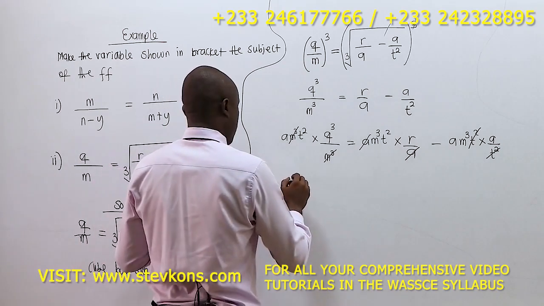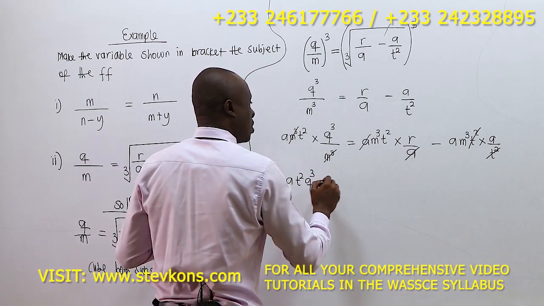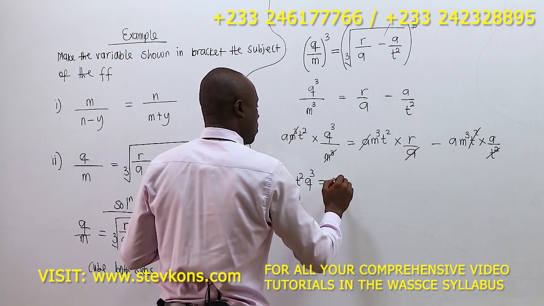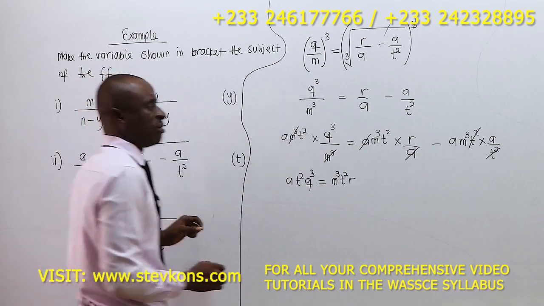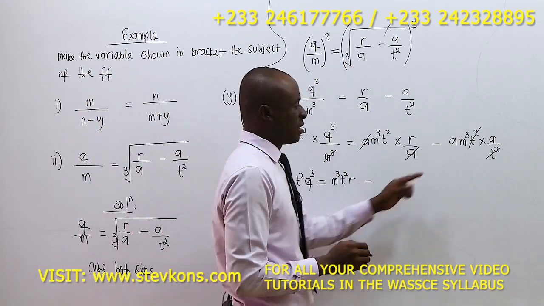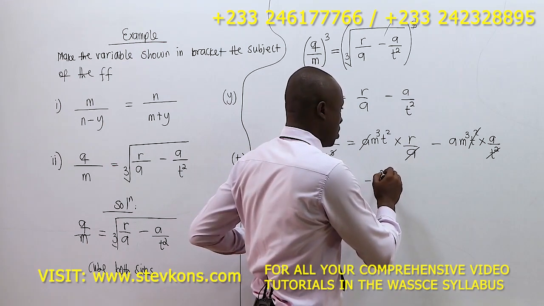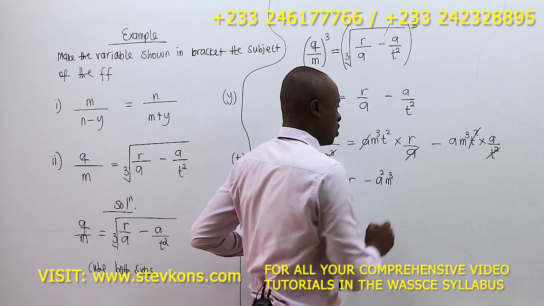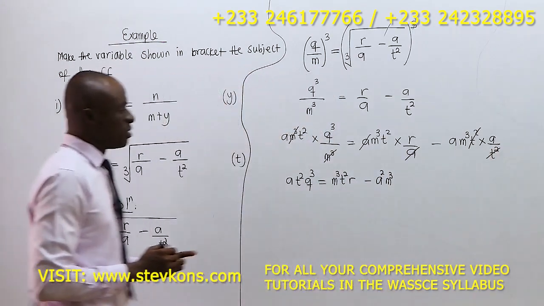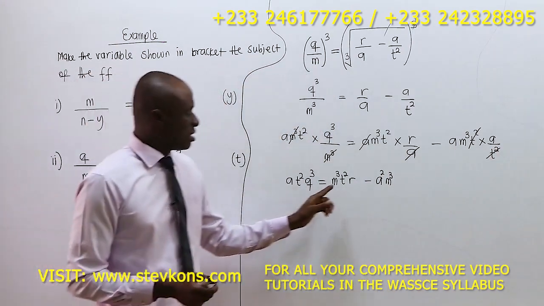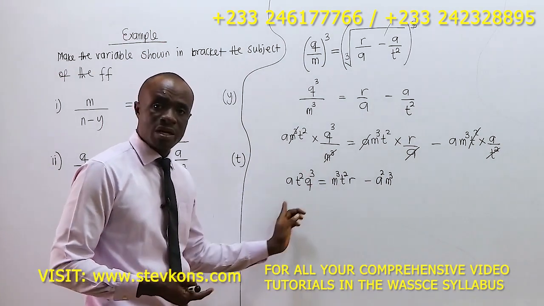So we have a t squared q cube equal to m cube t squared r minus a times a squared m cube, because this and this cancelling, a times a squared. We want to make t the subject. There's t here, there's t here. What do we do? We group like terms. So this will come here, this will also move here.